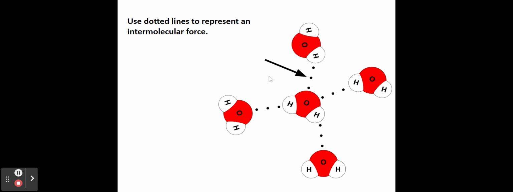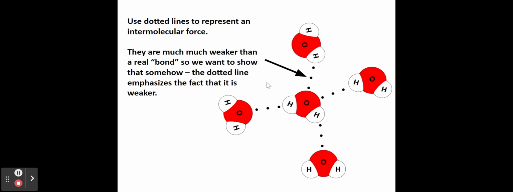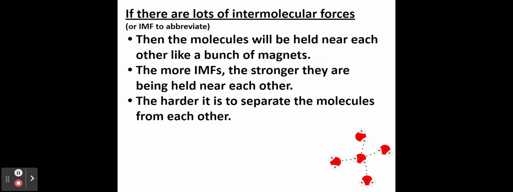So we use dotted lines to represent these forces. These forces are not real bonds. They are much weaker than the intramolecular forces, the covalent bonds holding the hydrogens and oxygen together. So this dotted line represents that this is not a complete bond. It's not as strong as the covalent bonds that hold the atoms together in your water molecule.